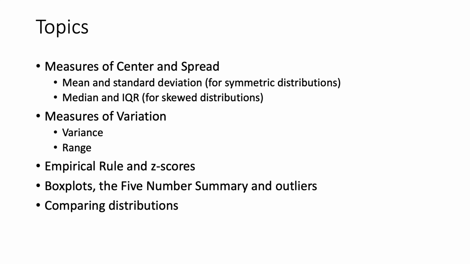To measure variation, we're going to talk about variance and the range. Then we'll move on to the empirical rule and z-scores for symmetric distributions. We'll talk about box plots as a way of displaying measures of center and spread by using the 5-number summary. We'll talk about outliers, and then we'll talk about comparing distributions.